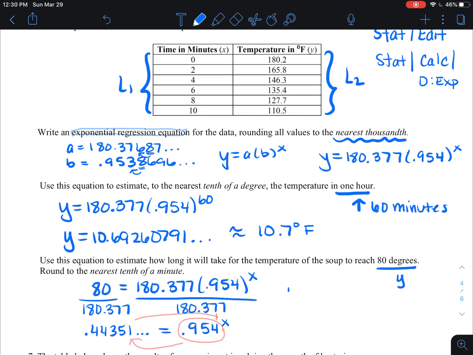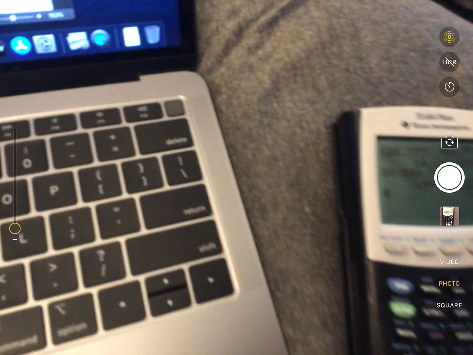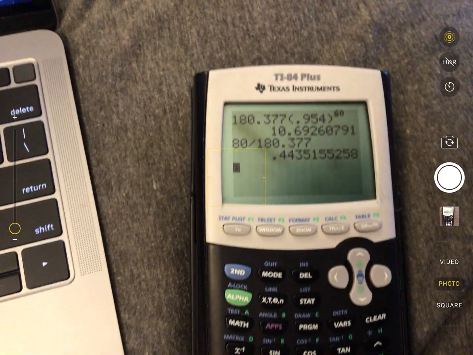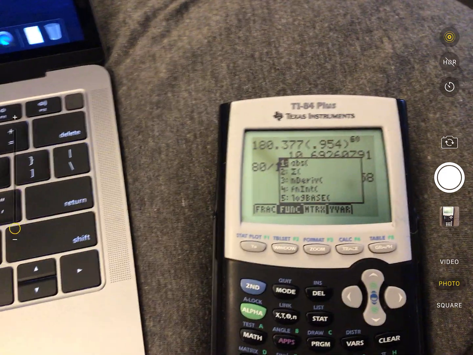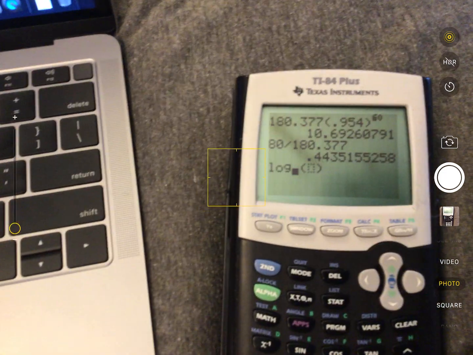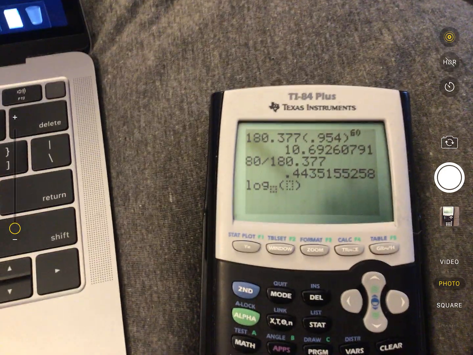If I rewrite this equation now in the equivalent logarithmic form, I would have a log with a base of 0.954 of this value, 0.44351, equal to x. Now you can type this in. Let's go back to my calculator, just so I remember how to do this here. So I'm going to type in alpha y equals enter. Oh, sorry, alpha y equals 5.